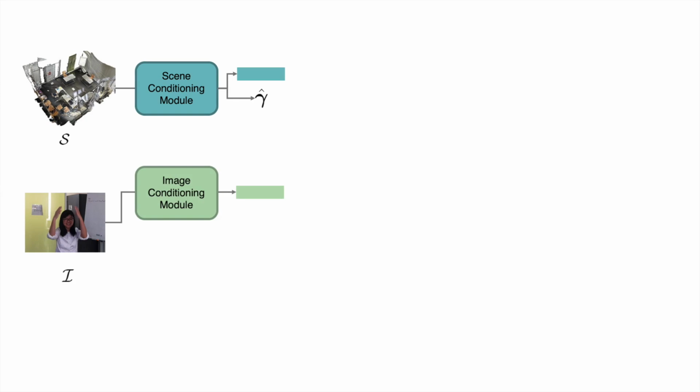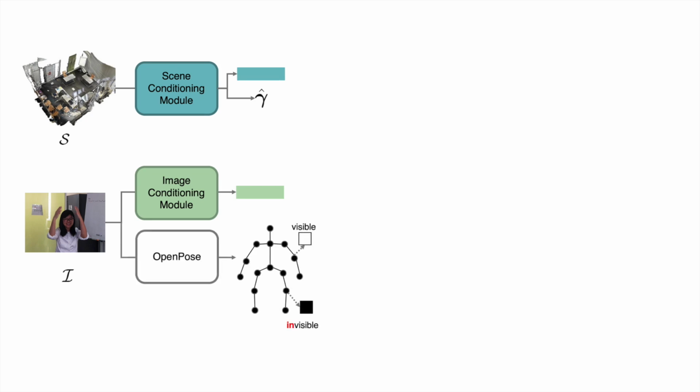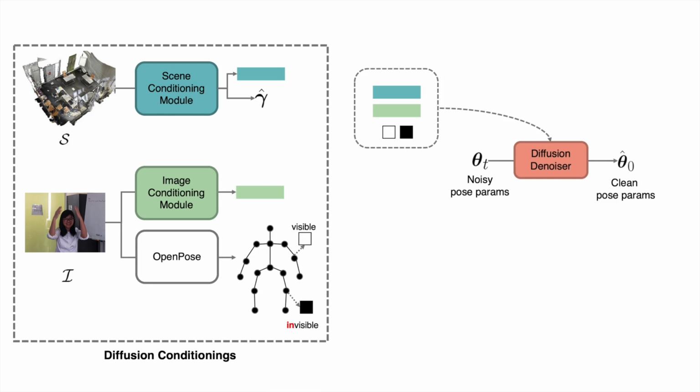However, the encoded global image feature cannot balance between the accuracy for visible body parts and diversity for invisible body parts. To achieve better per-body part control, we additionally exploit the per-joint visibility information. At each time step t, conditioned on the scene feature, the image feature and the joint visibility mask, the diffusion denoiser takes the noisy body pose theta t and predicts the clean pose theta 0.